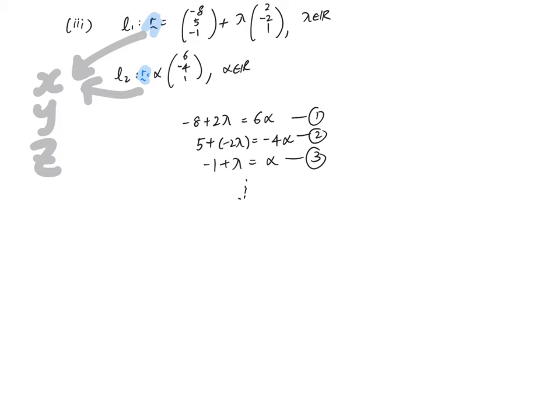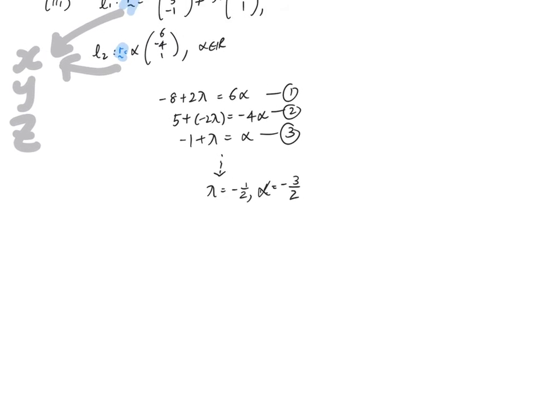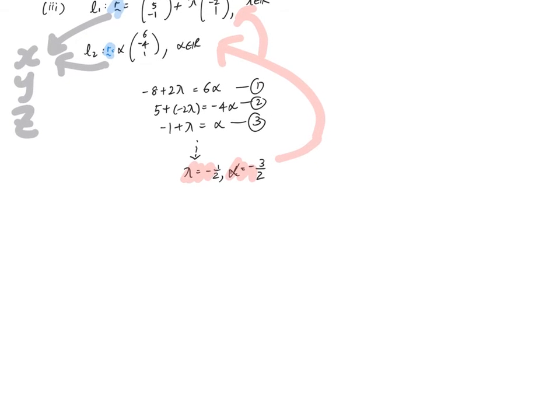If all goes well, your lambda should be equal to -12, and your alpha should be equal to -3/2. I'm not going to bore you with solving the simultaneous equations, because those are secondary school, you should be able to do. With that, after you have lambda equals -12, you can take either one of them, sub it back here or here, and you can get the point of intersection easily.